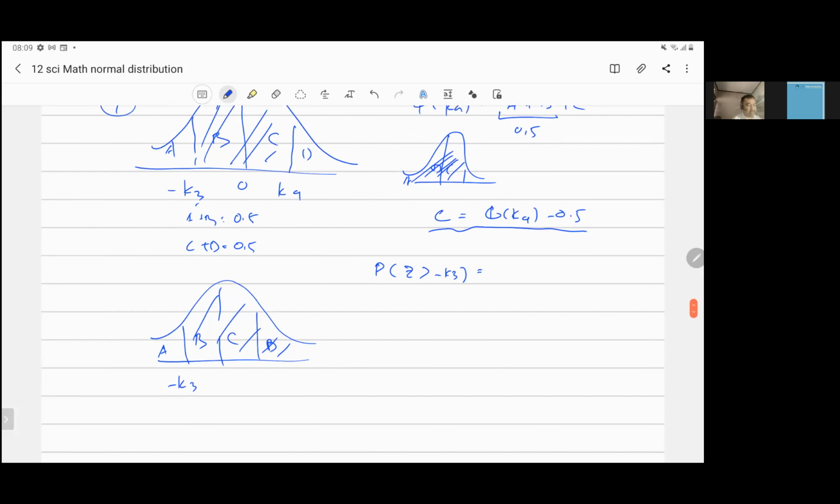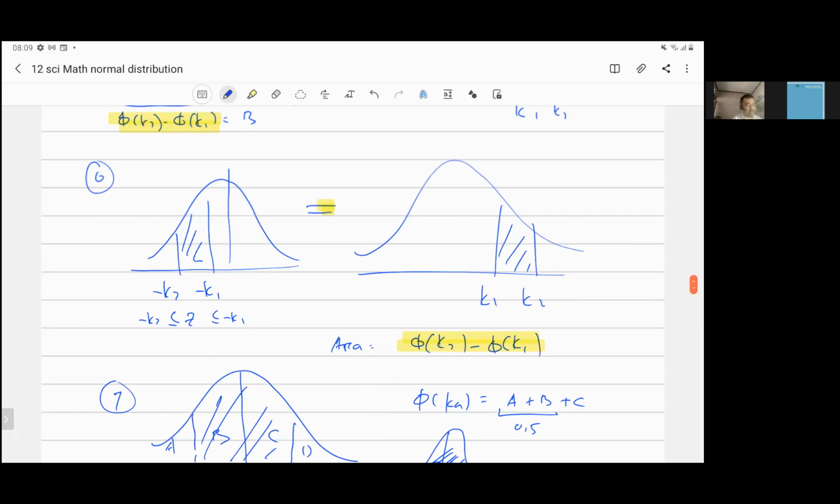The same happens if you want to find area B plus C plus D. That is going to be P of Z more than negative K3. That is the same as P of Z less than K3, if K3 is positive. Why? Because we are using the symmetry property.